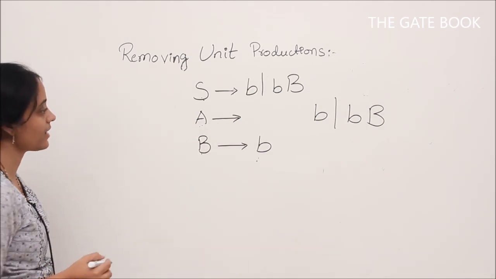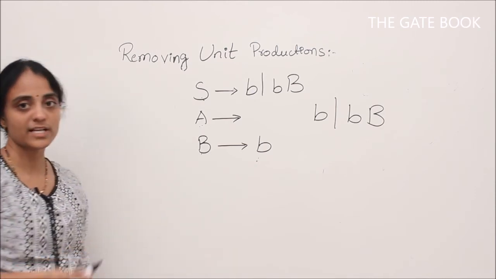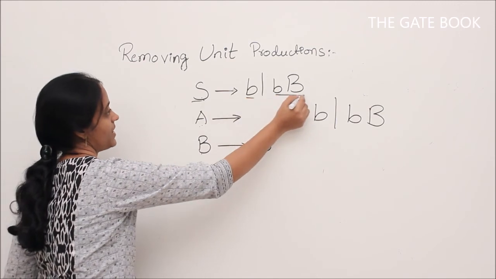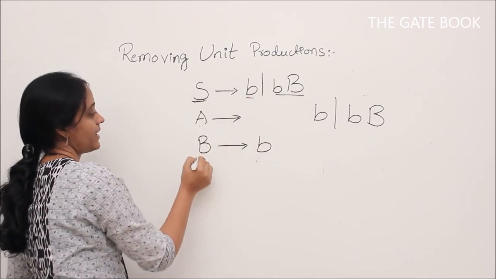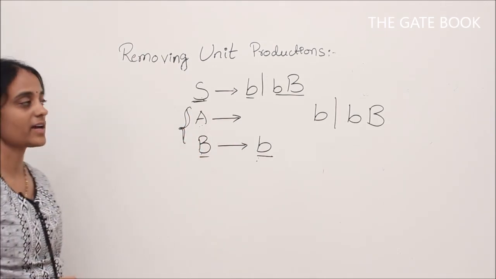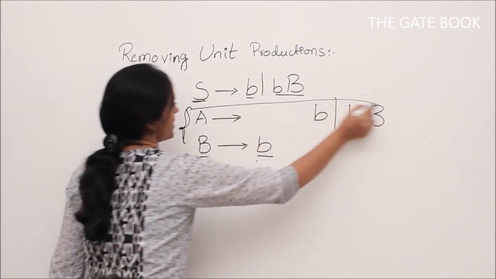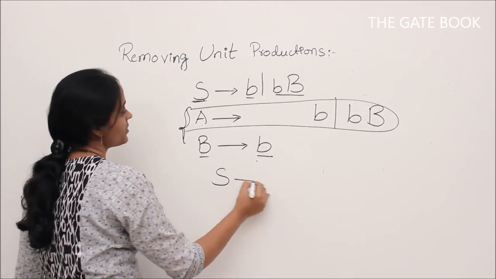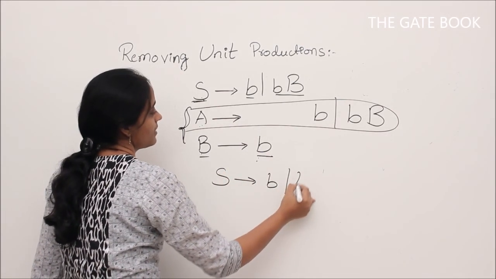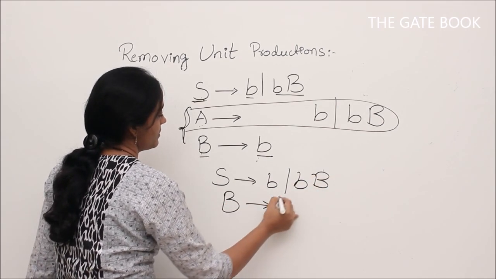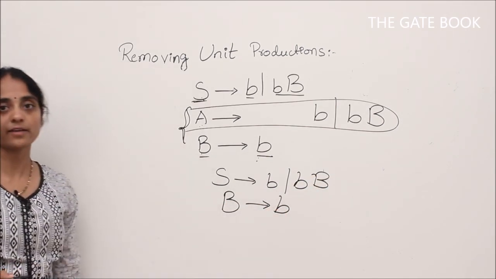So if we see now there are again useless productions because S is deriving B, and B is deriving B, and there is no way to reach A, so this A has become a useless variable now. So all associated productions are useless. So the final grammar after removing useless productions is B derives B. So this is the equivalent grammar.